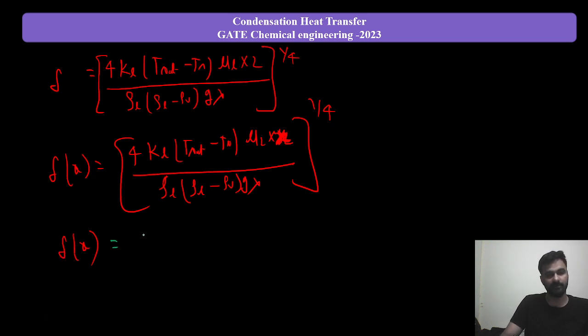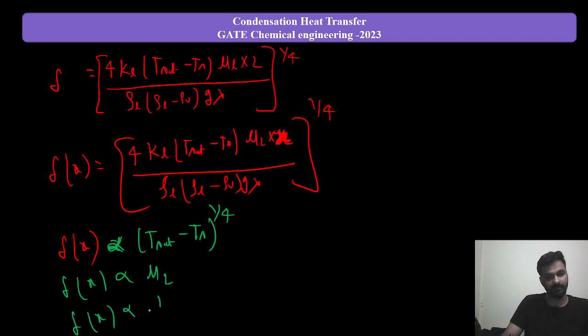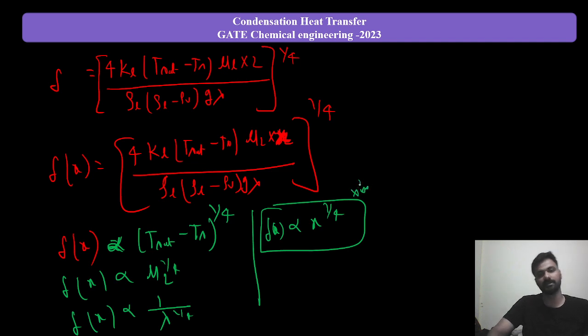for the exam point of view. Delta is directly proportional to (T saturation minus T surface) to the power 1 by 4. Delta x is directly proportional to viscosity of liquid, and inversely proportional to latent heat of vaporization, okay, all to the power 1 by 4. And delta x is directly proportional to x to the power 1 by 4. That's a very important correlation that we'll have to understand. So delta x is directly proportional to x to the power 1 by 4.